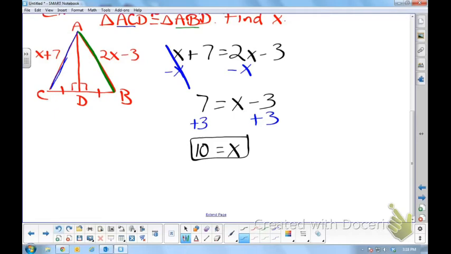Again, that's not the actual side length, that's just x. If I wanted to know the measure of AC, I'd have to take that expression, x plus 7, and plug in the answer we just got. So it's 17, and if we're measuring an actual distance, 17 inches or feet, I'd have to tell you what units we were working with.